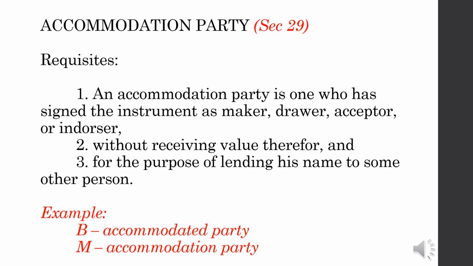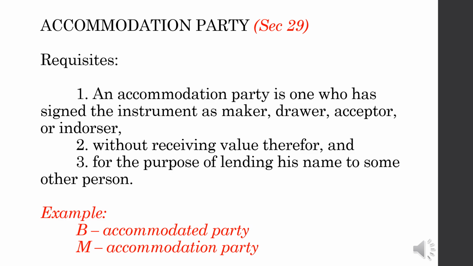Let's talk about accommodation party. Section 29 of the NIL defines an accommodation party as a person who has signed the instrument as maker, drawer, acceptor, or endorser without receiving value therefor, and for the purpose of lending his name to some other person. As gleaned from that provision, an accommodation party is one who meets all three requisites. What are those?